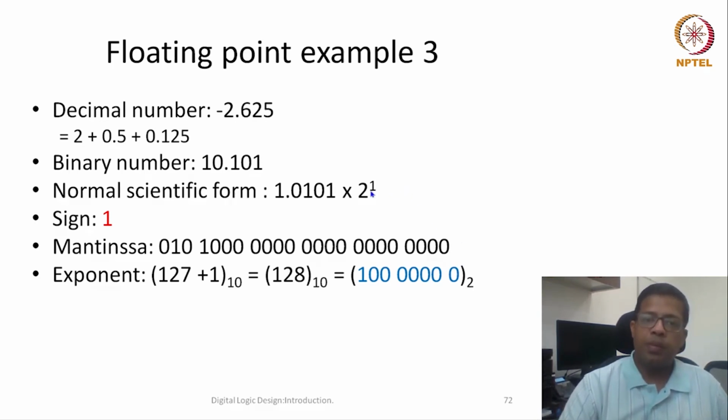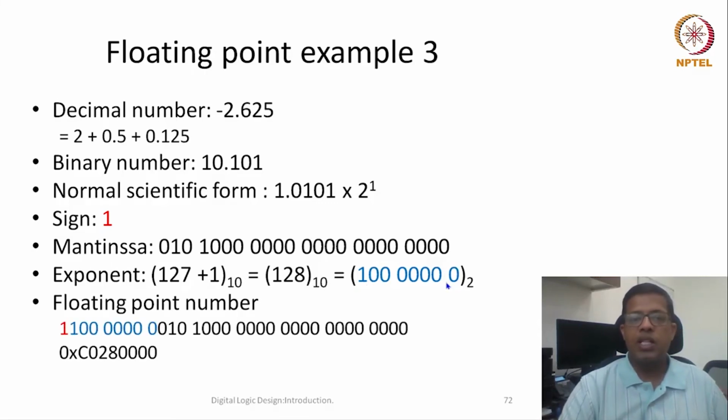For the exponent, 1 would be added to 127 because 127 was the base, or basically the offset. So in this offset or bias we add 1, and it becomes 128. 128 means 1 followed by 7 zeros. Then we can again combine these 3 factors, sign, mantissa and exponent, to create our floating point number in hexadecimal form.